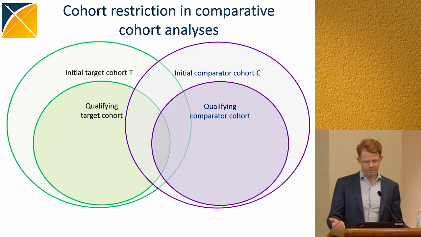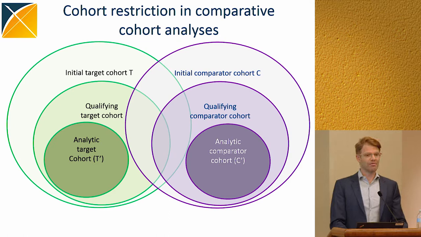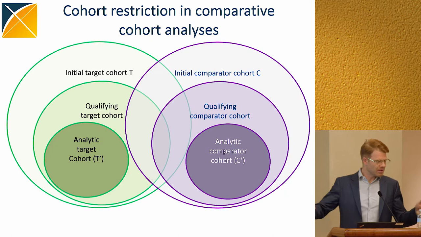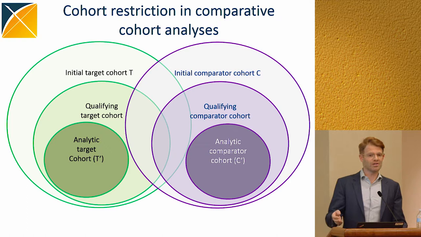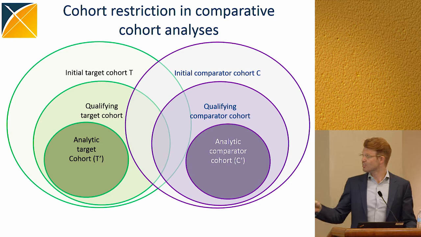And then after you do your propensity score matching, for example, you will have fewer people than you started with in your initial T and your C cohorts. You've trimmed some people off the end. You've determined that some people's propensity scores are such that they don't have a good match in the other side. So you end up with these T prime and C prime cohorts that will end up being the basis for your comparing outcome occurrence.